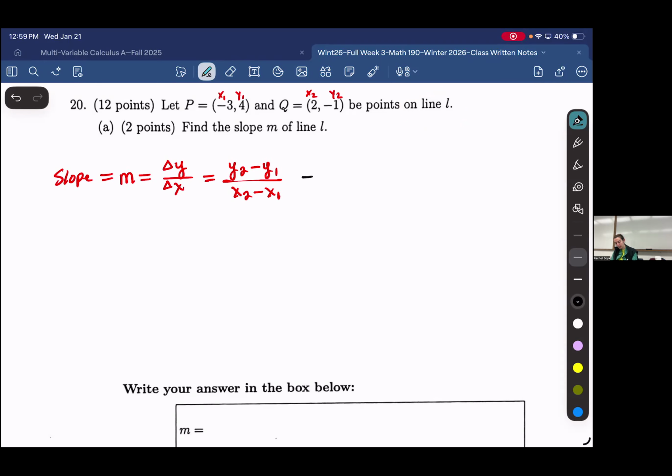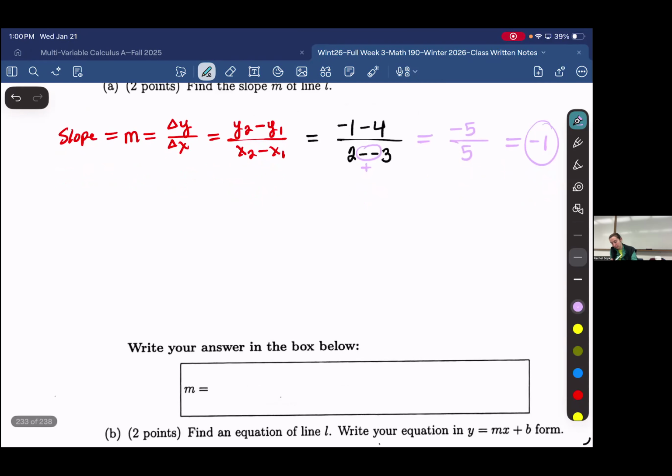So when we sub in our numbers, we're just looking at -1 minus 4, all divided by 2 minus -3. 2 negatives next to each other give you a positive. -1 minus 4 is a -5. 2 plus 3 is a +5. -5 divided by +5 gives you -1. So our slope is just -1.